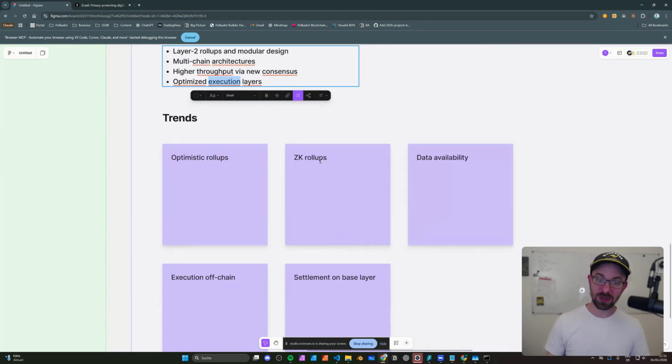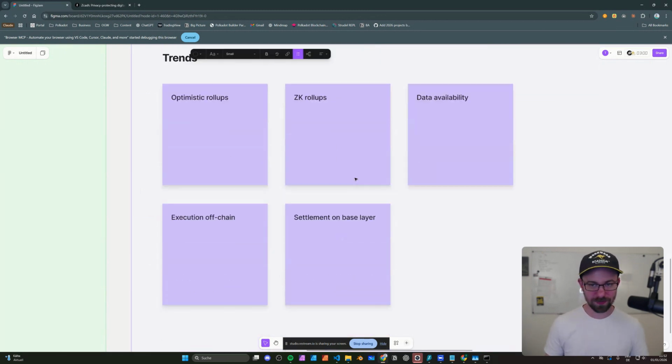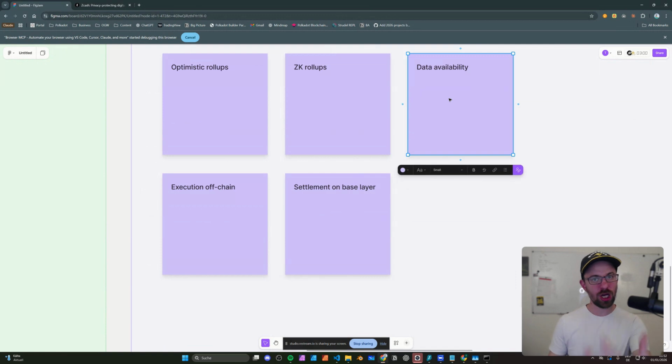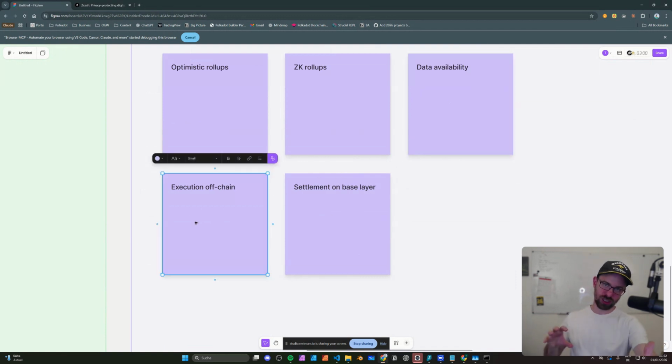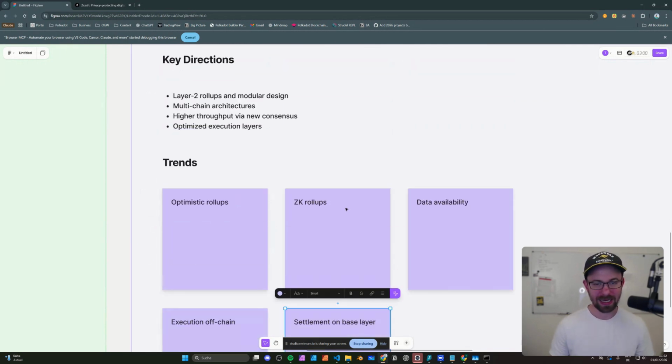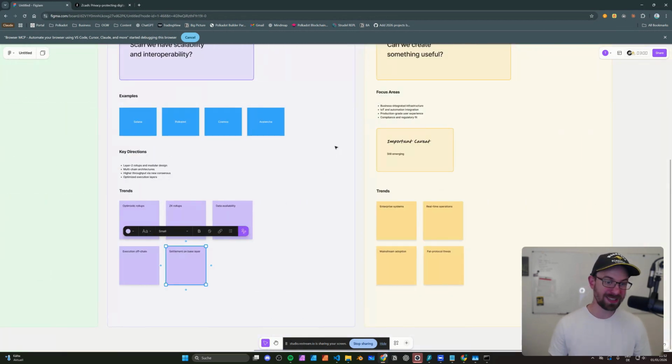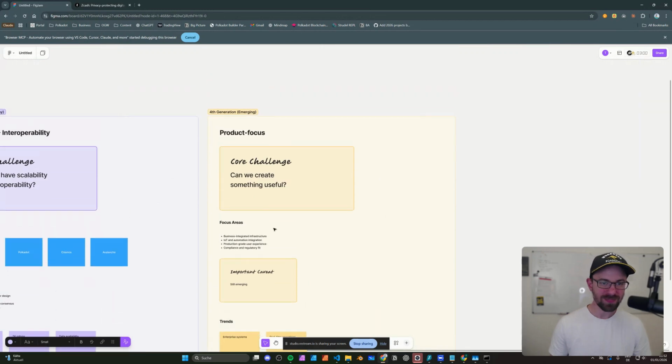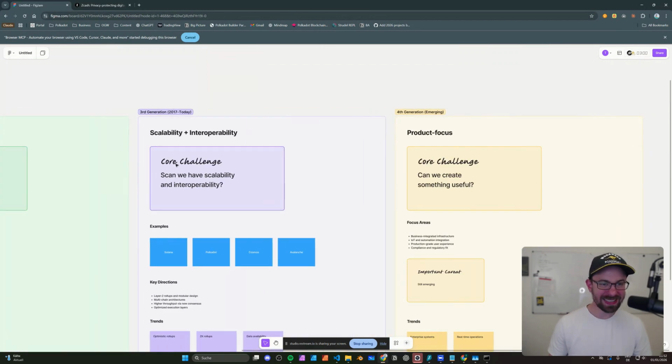Optimistic rollups. Zero knowledge became a thing with ZK rollups. Data availability became a discussion. How much data can you put through? Can you put some of the execution off-chain, and how do you combine on-chain and off-chain execution? And how do you view topics and themes like settlement? And so this is where we spent most of the time in the last 7, 8, 9 years.